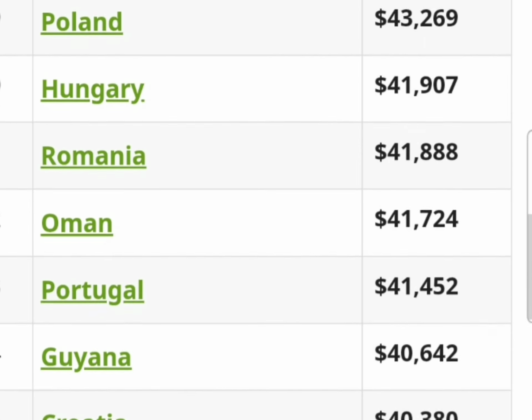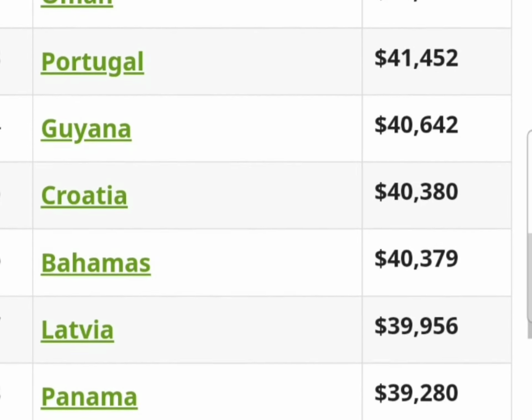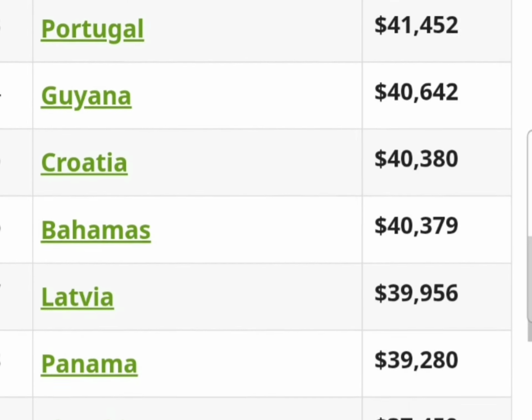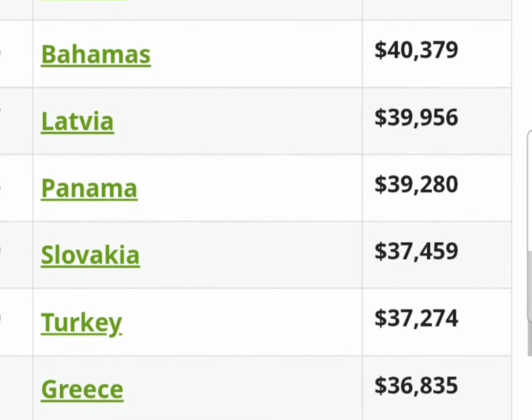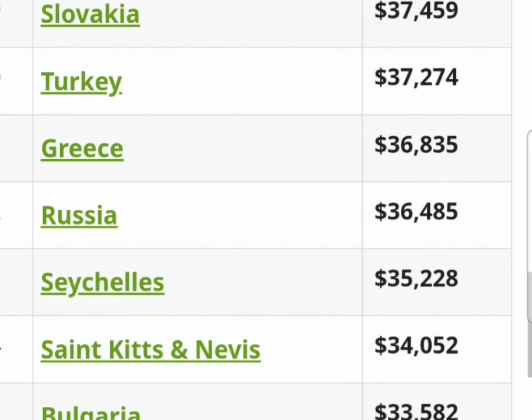Then Poland, Hungary, Romania, Oman, Portugal, Georgia, Guyana, Croatia, Bahamas, Latvia, Panama, Slovakia, Turkey, Greece, Russia. Russia is in the top 10 in terms of GDP, while in terms of GDP per capita, per head, how many dollars are people earning on average in a year? So Russia is number 52 in the world with $36,000.